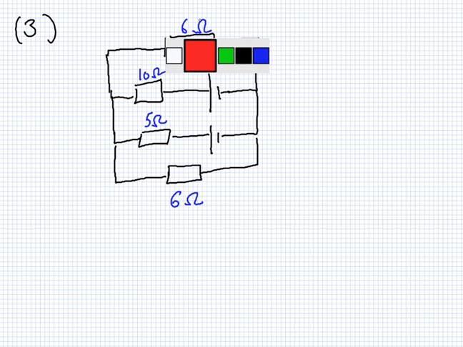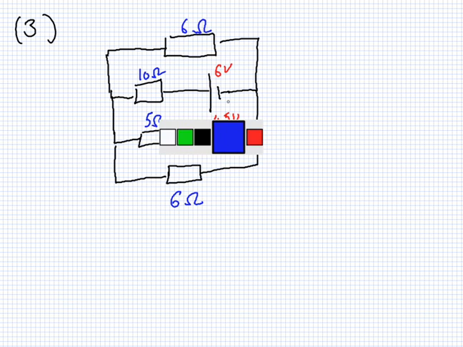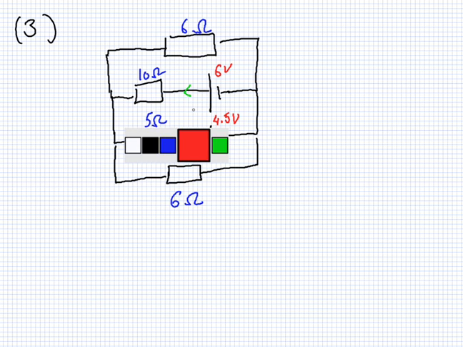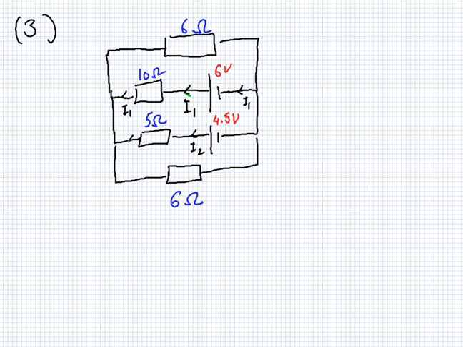And the voltages are 6 volts, 4.5 volts. Right. First one is, actually maybe I'll do it in a different color. I1. And here, I1. And here, I1. Then here I'll call this one I2. This one here, I2.